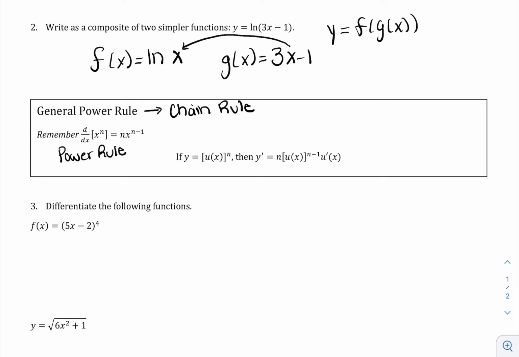Now, the general power rule is that instead of just being an x, it's going to be a composition of a function. So it's going to be something more complex than x. The way that the general power rule works is that you begin just the same way. You bring the n to the front, you subtract one from the top, but what's new is you multiply it by the derivative of the function, so u prime. Let's take a look at three examples to make sense of that.